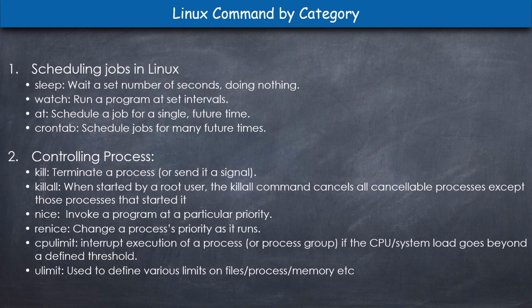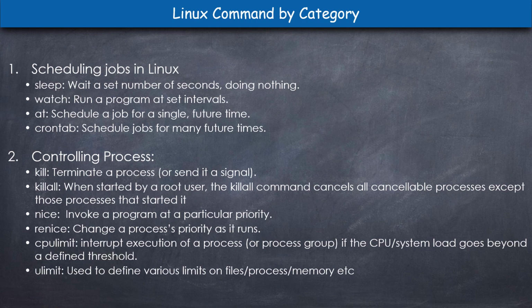Let's move forward. Now we'll see the commands related to scheduling different jobs. First, sleep. Suppose you are printing something and you want it to print every 5 or 10 seconds; you can use the sleep command in between, and it will delay for that many seconds. Then the watch command: run a program at a set interval.